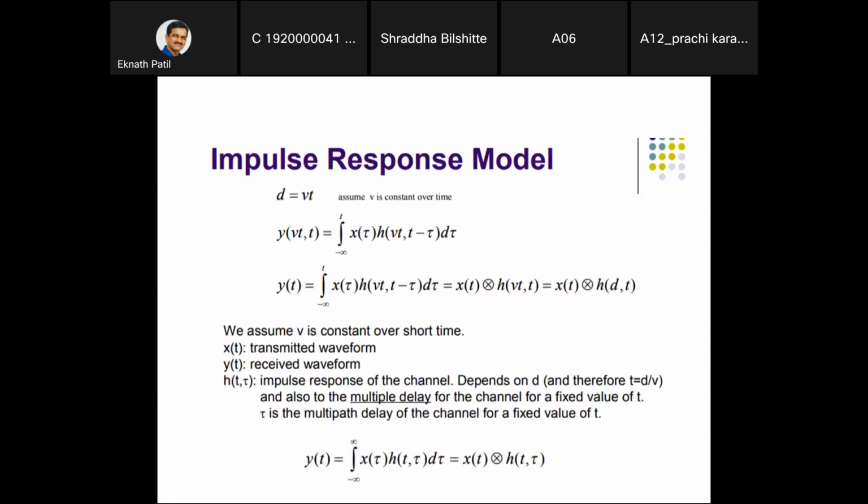In the impulse response model, d is equal to v into t. Assume v is constant over time. Then y(vt, t) is the integral from minus infinity to t of x(τ) h(vt, t minus τ) dτ.